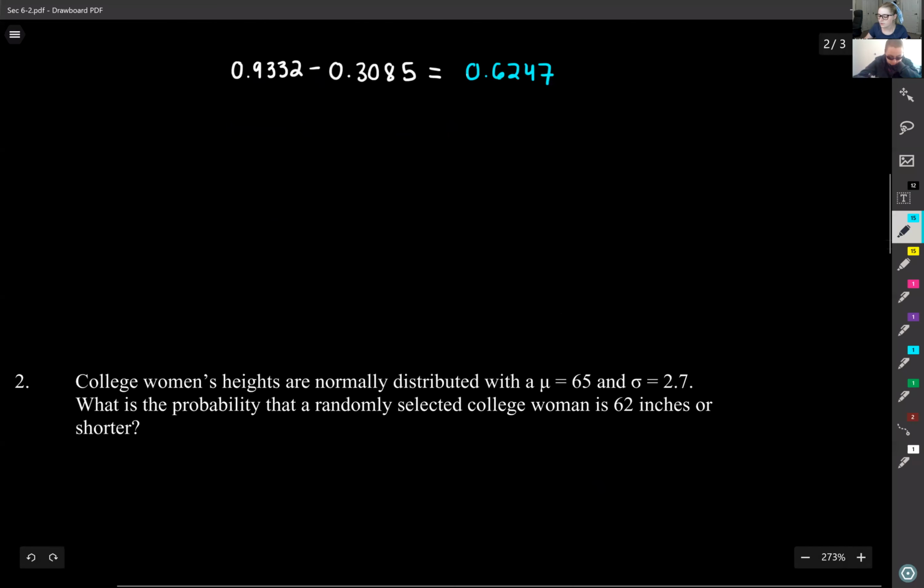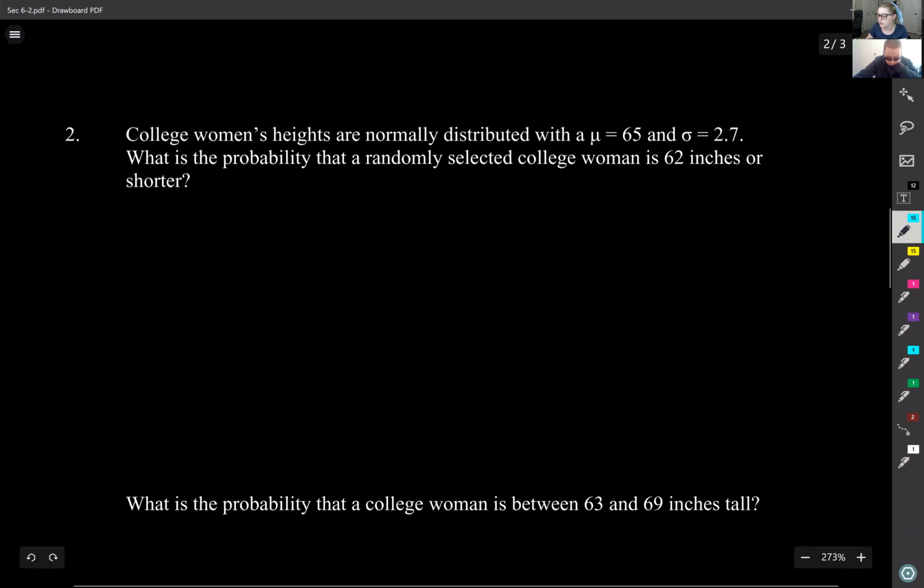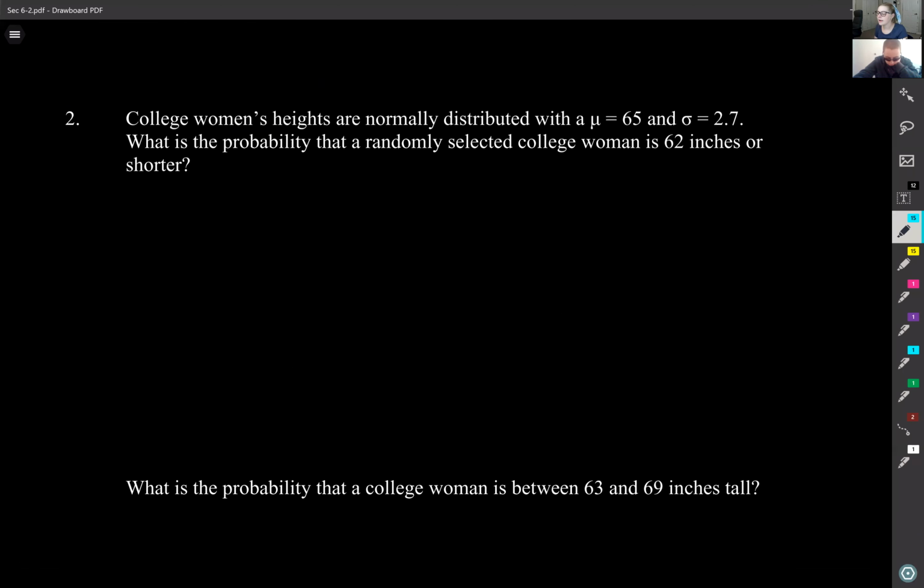Okay, so our next one, example number 2, says college women's heights are normally distributed with a mean of 65 and a standard deviation of 2.7. What is the probability that a randomly selected college woman is 62 inches or shorter? So let's go ahead and just highlight what information we're given. We know the mean is 65, standard deviation is 2.7, and we want the probability that a randomly selected woman is 62 inches or shorter.